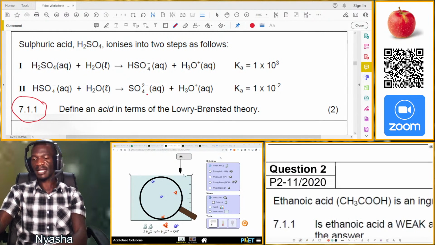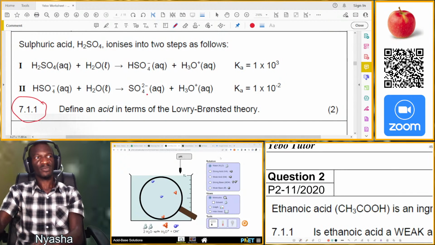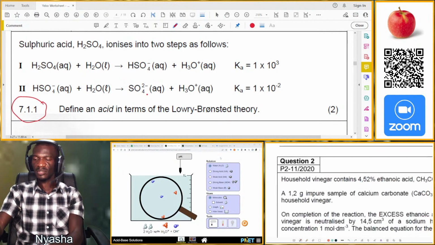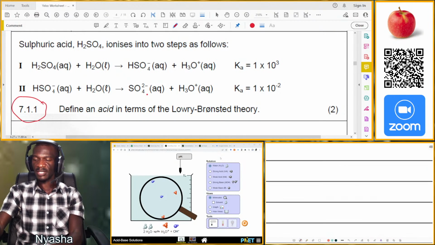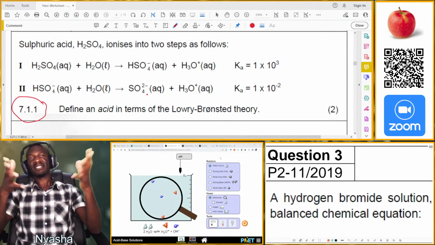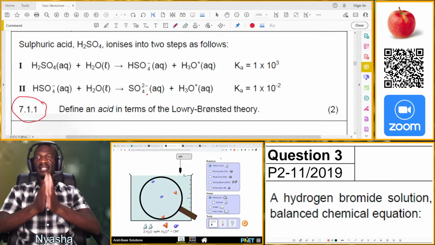The 2020 paper, right? We're also going to work out questions from the 2020 paper for grade 12. Then we will also go to the 2019 paper. So we've got 3 papers that are very recent that have questions that are relevant.